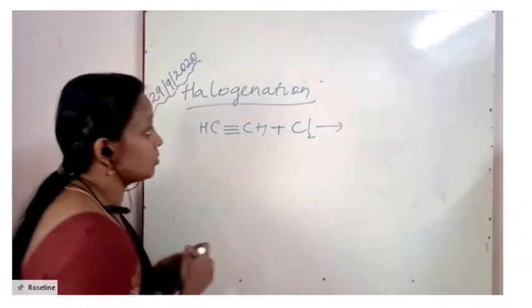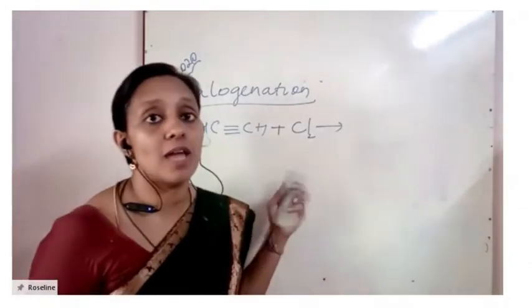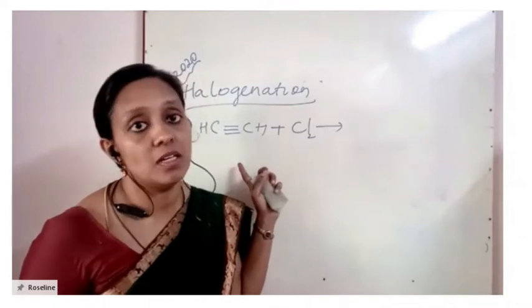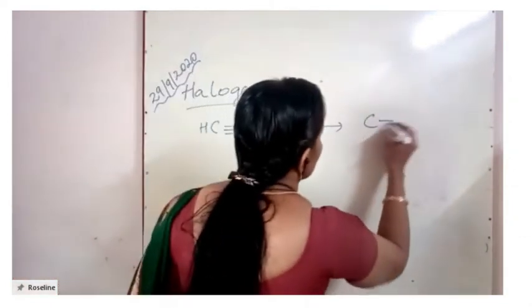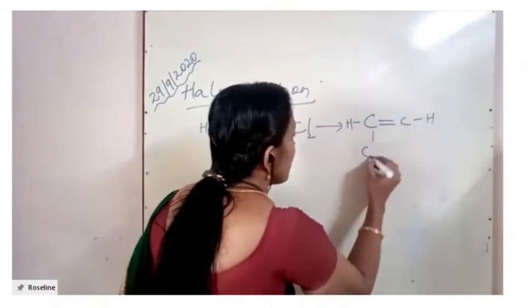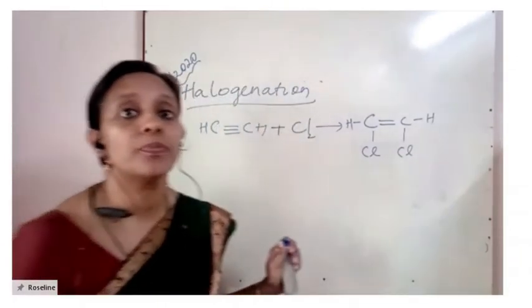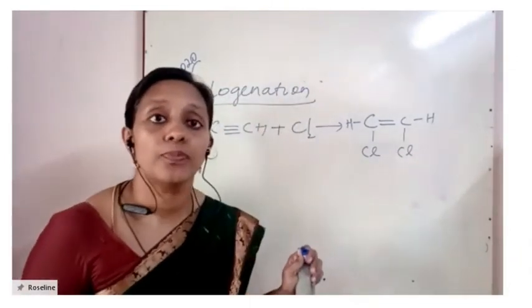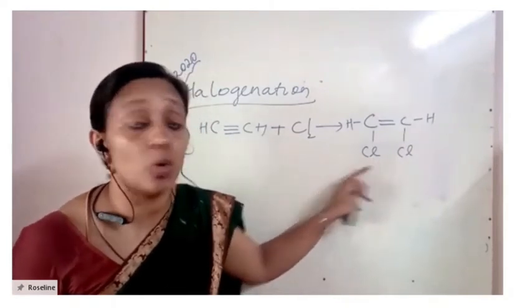Now let us see how the reaction is carried out. The reaction is similar to that of the reaction that we have seen in the case of hydrogenation. So how will the reaction be? The first bond will be broken. Instead of that, chlorine atoms will take the position. So what is this? 1,2-dichloroethene, isn't it? It's 1,2-dichloroethene.